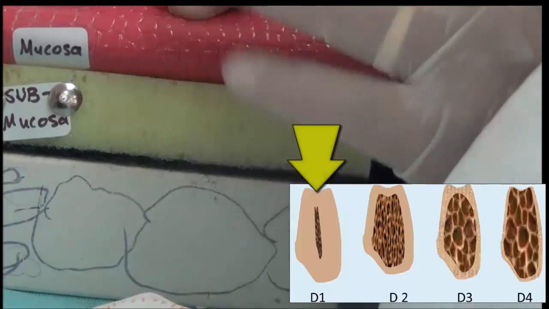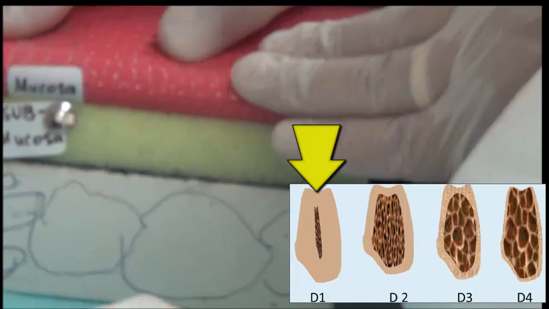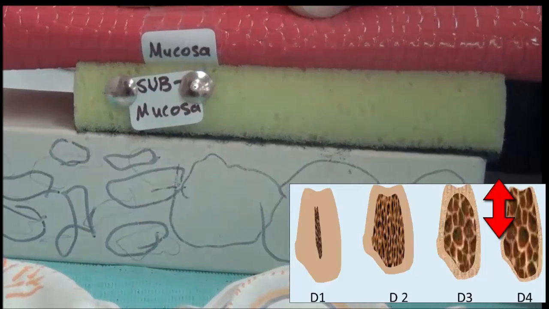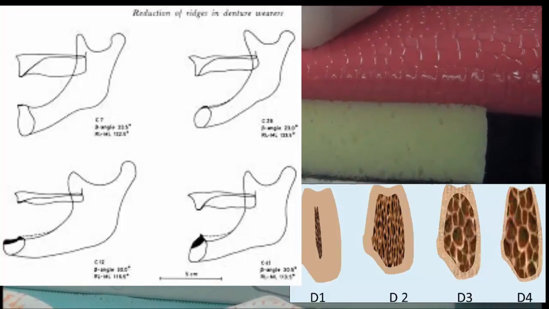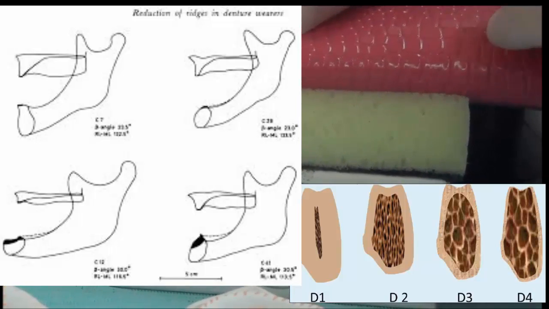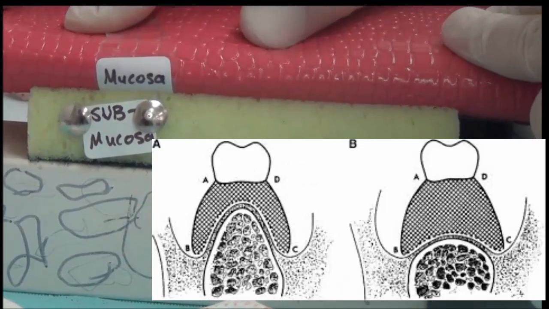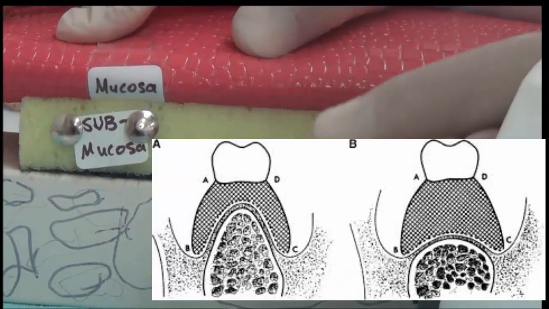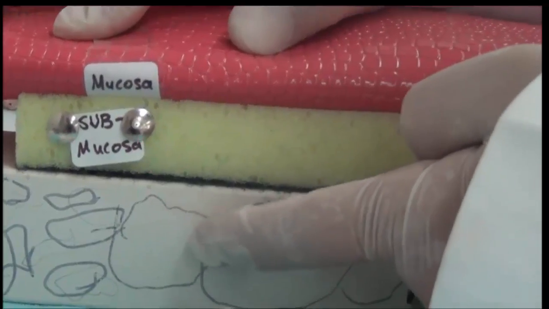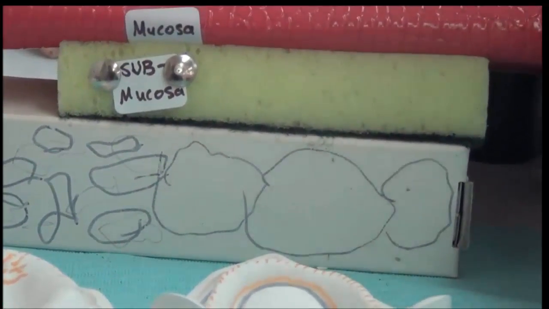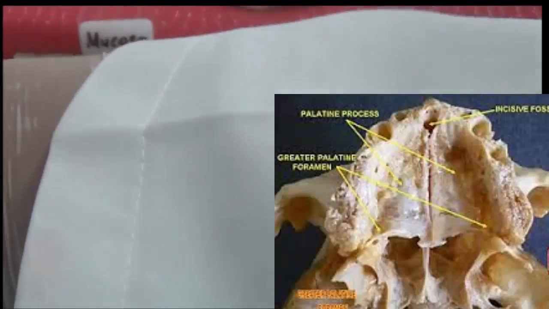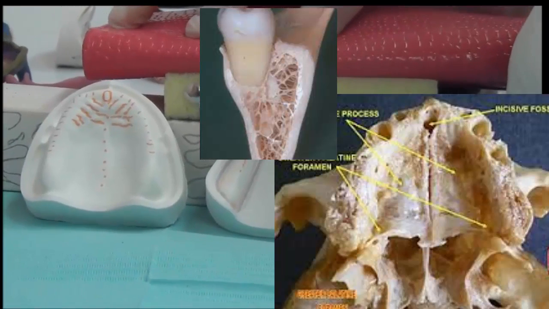That means if I exert the same pressure on both bones, this bone will resorb slowly while this bone resorbs fast. And I will lose the basal seat area and I'll lose the ridge height underneath the denture. And this is traumatic to the patient in the long term. So in the long term, we will have a lot of resorption. So we avoid areas that have spongy bone exposed. Those are the areas where we had teeth in the dentate patient.